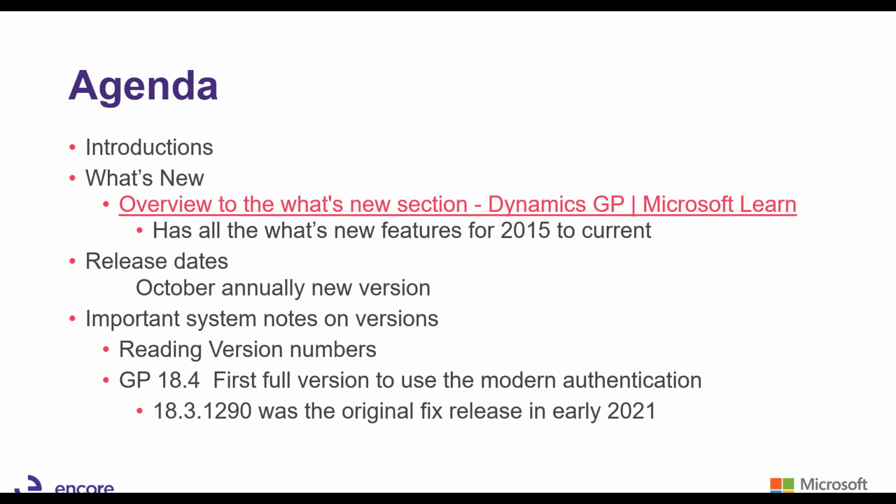A couple comments about where the notes are. First off, reading the version numbers. So the version numbers themselves and the years are important. So what happens is that with 18, there's a couple of really big ones that we have to talk about. 18.4 was the first full version to use modern authentication. The modern authentication allows you to safely send your emails out of Microsoft Dynamics GP using TLS 2. That's when you must be on that version or higher.